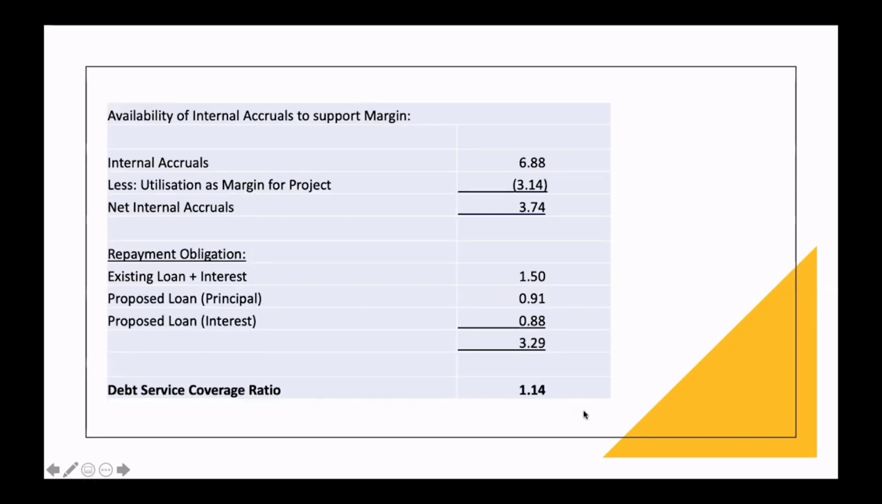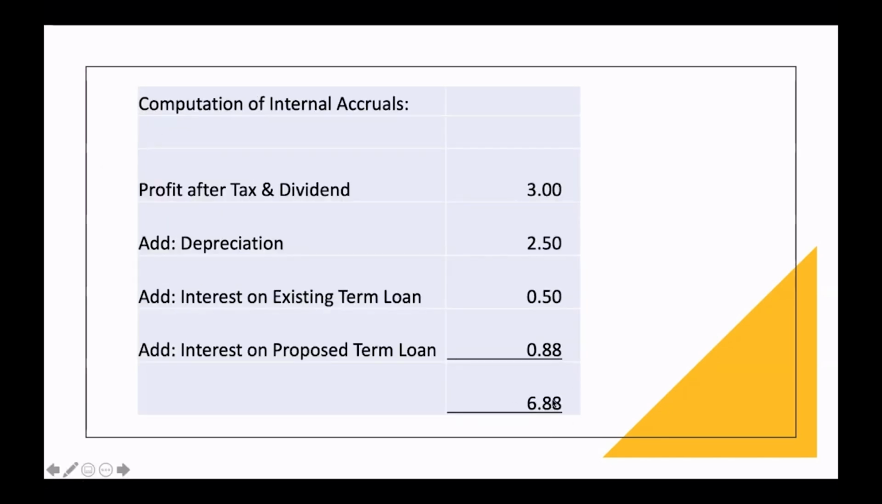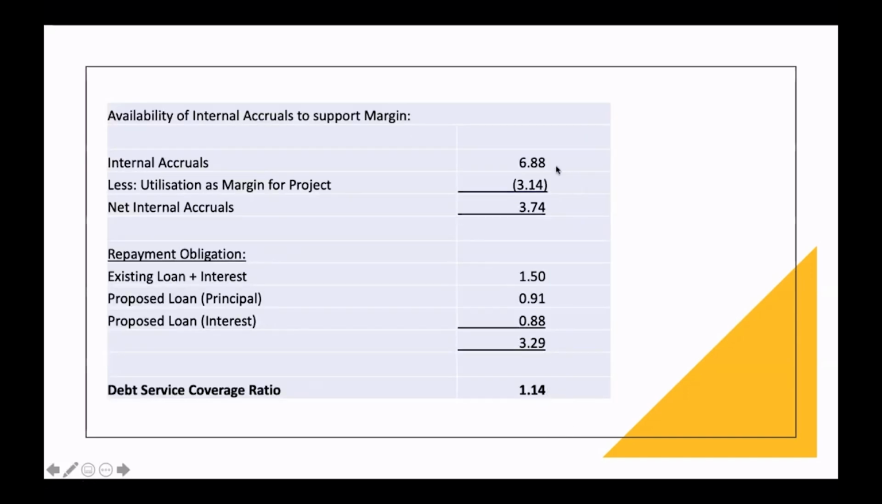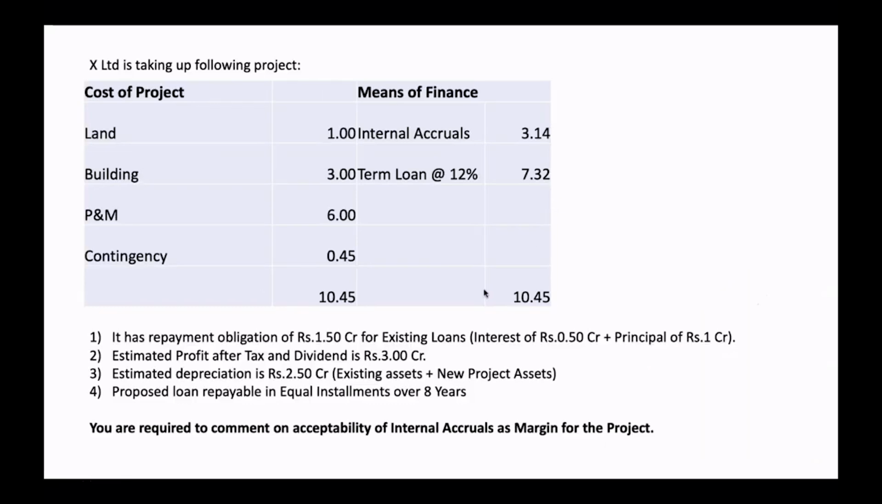Okay, now listen. We have to check whether internal accruals can be used as margin for this project or not. Just now we have computed the gross internal accruals as 6.88 crore. From that, let us deduct what is going to be utilized as margin for the project. 3.14 crore is going to be utilized. It means the net internal accrual is 3.74 crore. Okay, so this is what is available for servicing the loan. Right. What is their existing repayment obligation? Put together it is 1.5 crore.